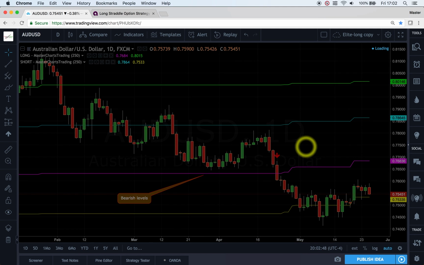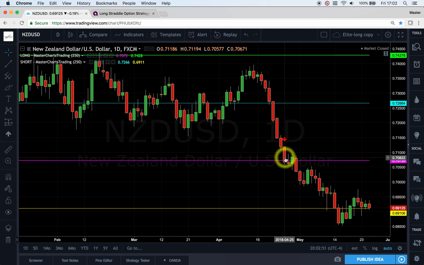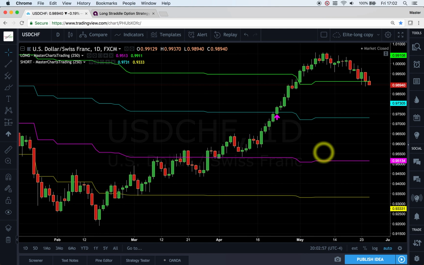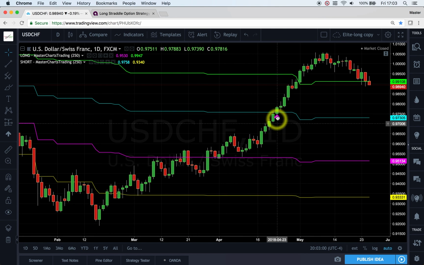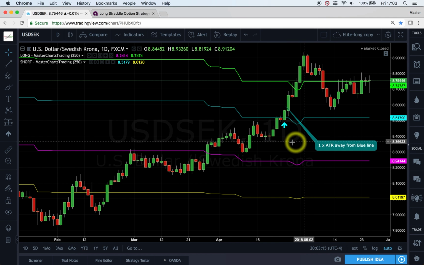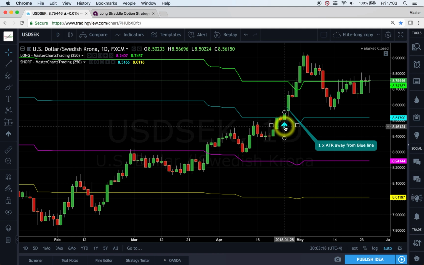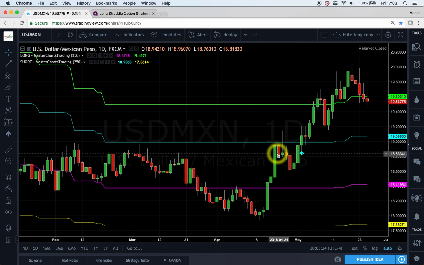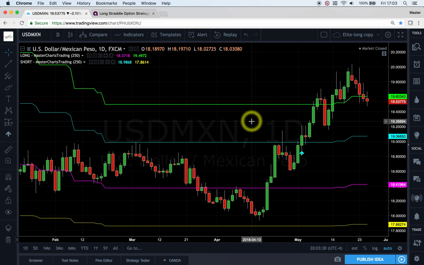We can look at New Zealand dollar versus US dollar, same thing. There's the breakdown on the 25th of April, big move down afterwards. US dollar versus Swiss franc, same thing. You can see a breakout on the 23rd of April of this year, another big move up. So right now it's pulling away from the highs, but I think this is a bullish security. US dollar versus Swedish krona, same thing. There's the breakout on the 25th of April and a move higher. US dollar versus Mexican peso, there's the breakout on the 2nd of May, fresh move higher.